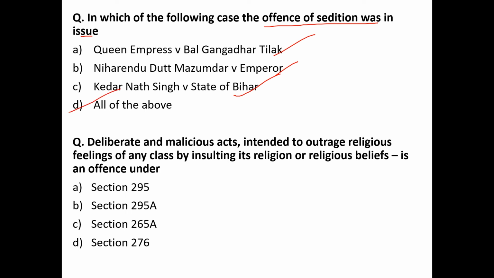Next question. A deliberate and malicious act intended to outrage religious feelings of any class by insulting its religion or religious belief is an offence under Section 295A, option B.